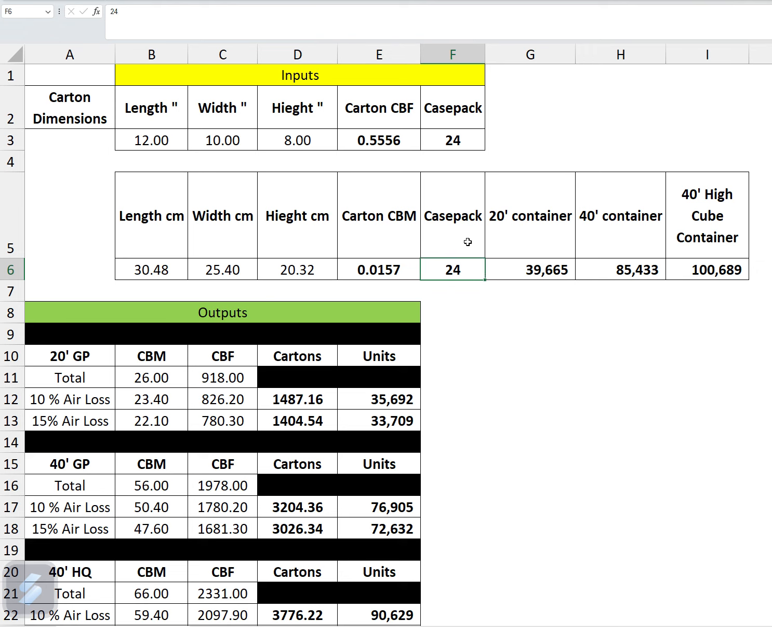We also need to know the number of units in the carton. In this case, we have a case pack of 24. So more simply, there are 24 units that can fit inside of our carton that's 0.0157 cubic meters.